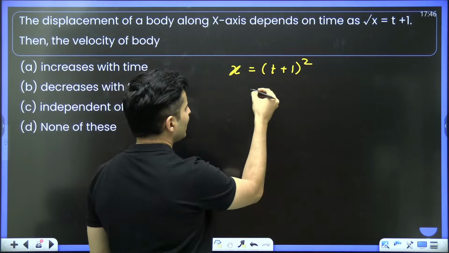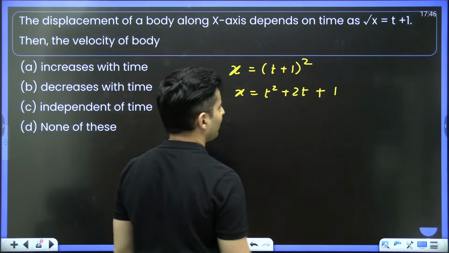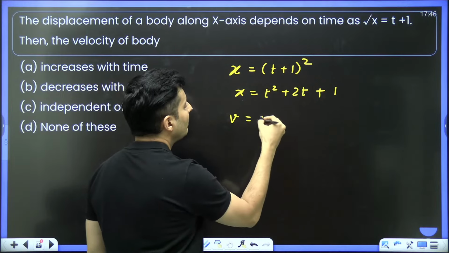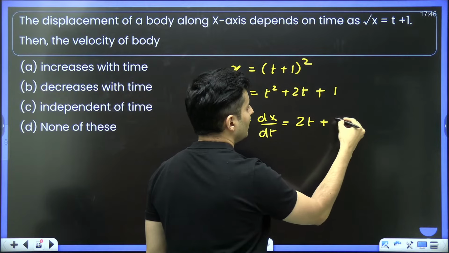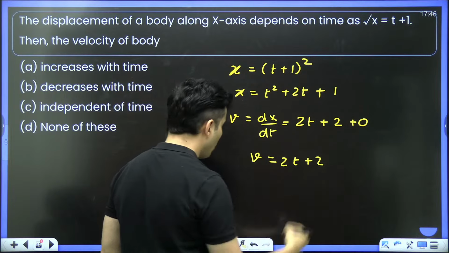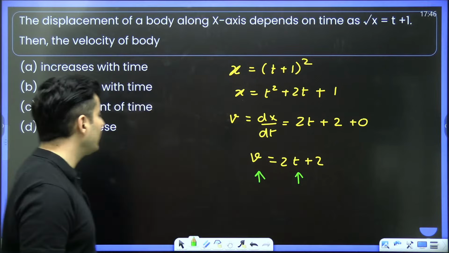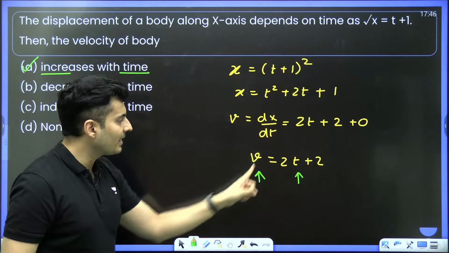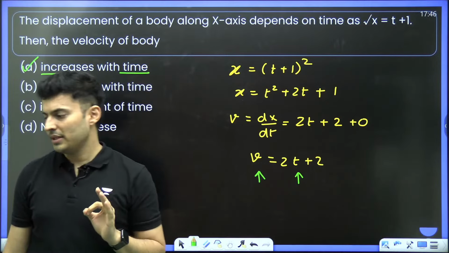Alright, let's expand this. x will be t square plus 2t plus 1, using a square plus b square plus 2ab. So if I find velocity, which is the derivative of x, what will it be? It will be 2t plus 2 plus 0. So velocity is basically 2 times t plus 2. That's enough for me to figure out that if time increases, velocity is also increasing. So hence it increases with time. That's option number A. Getting it, my dear students?